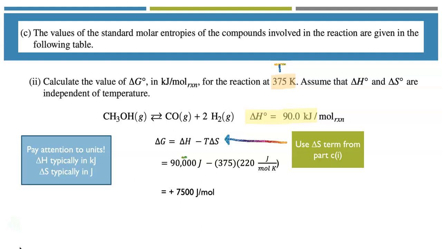I've got my setup here. I can do my math. I get an answer of 7,500 joules per mole. I was asked for an answer in kilojoules per mole, so I need to divide by 1,000. So I'm going to report my answer as 7.5 kilojoules per mole. And this was worth 1 point for doing all of this correctly.